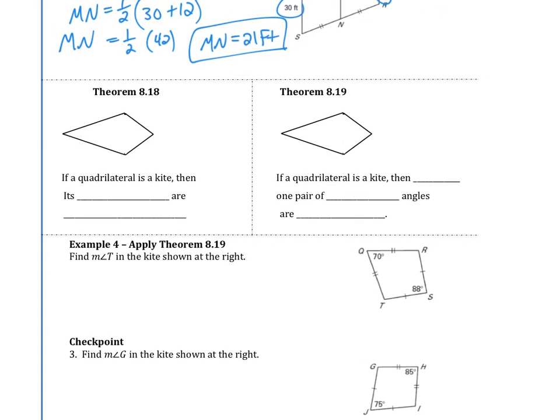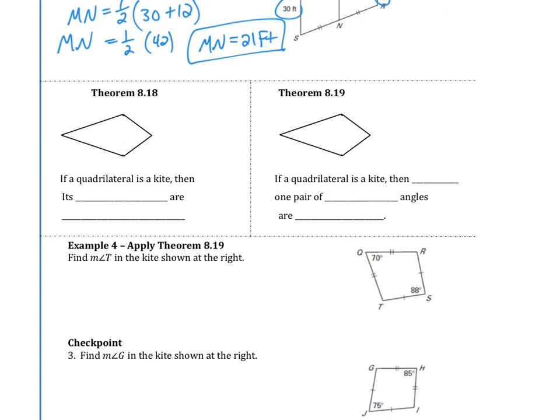Then we have 2 more theorems, and that's it for theorems for the day. Theorem 8.18 says if a quadrilateral is a kite, then its diagonals are perpendicular. So when you connect the diagonals like this, it's going to form a right angle. And theorem 8.19 says if a quadrilateral is a kite, then exactly one pair of opposite angles are congruent.